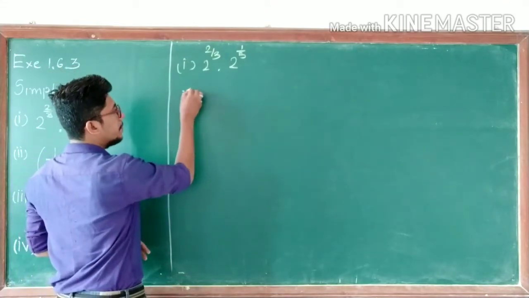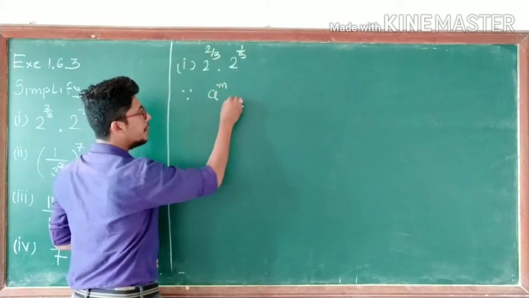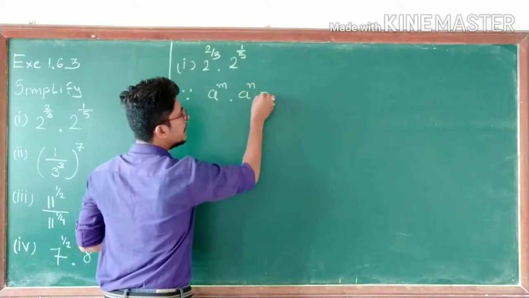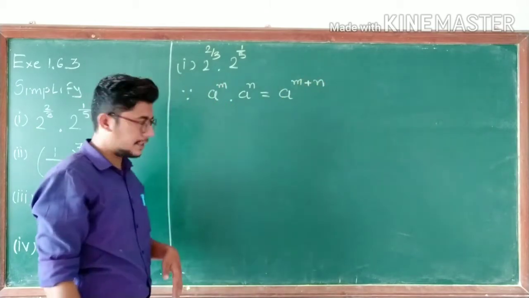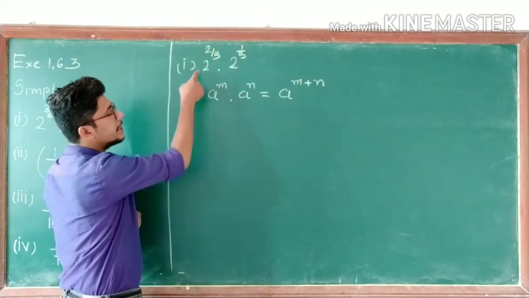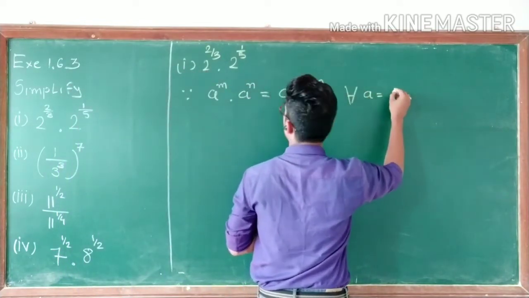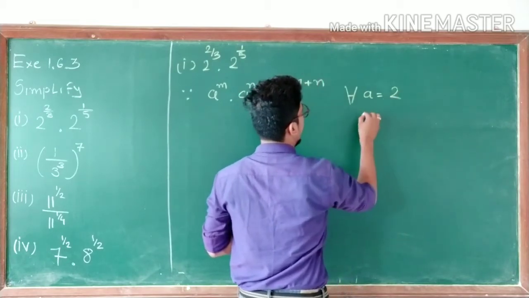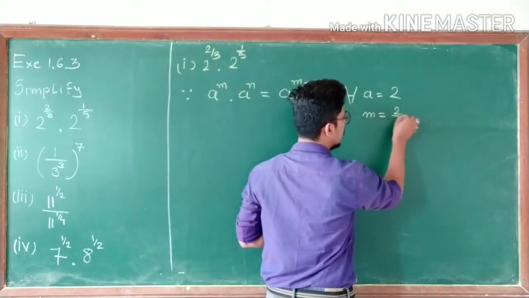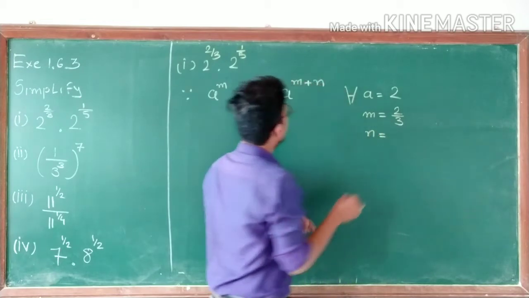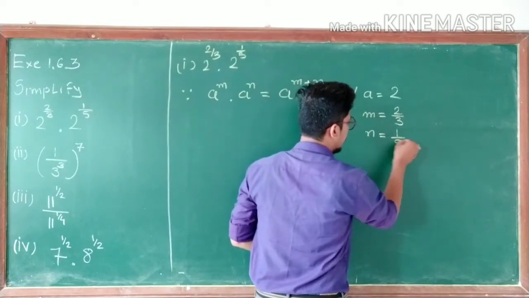So can we say, because a power m into a power n is equal to a power m plus n? Yes or no? Yes. Where a is equal to 2, m is equal to 2 upon 3, and n is equal to 1 upon 5.